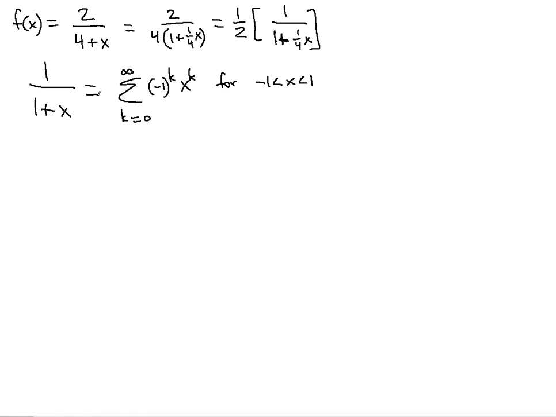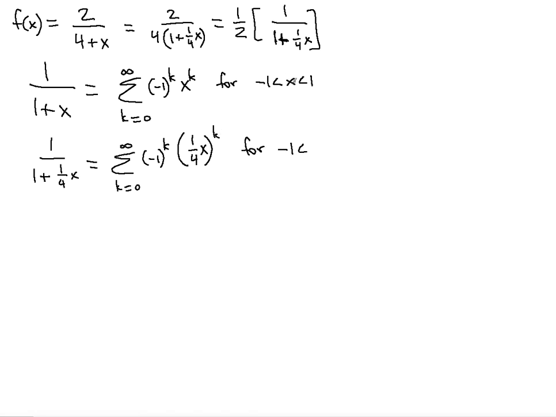So the first thing we're going to do is replace the x with 1/4 x, right? So we're going to have 1 over 1 plus 1/4 x is equal to the power series representation, negative 1 to the k. So x is going to be replaced with 1/4 x now, right? So 1/4 x will be raised to the kth power, and now notice that this will also change. This x will be replaced with 1/4 x, right?